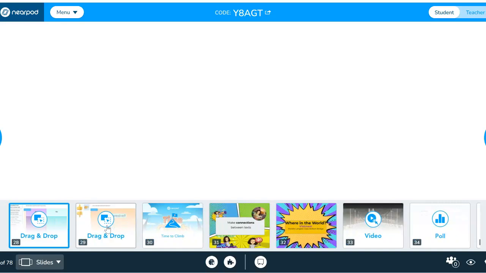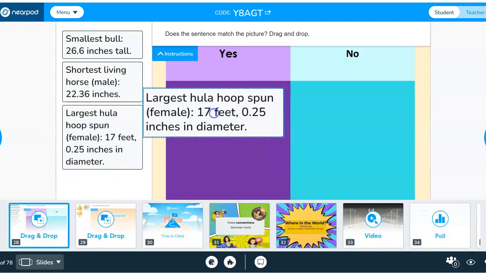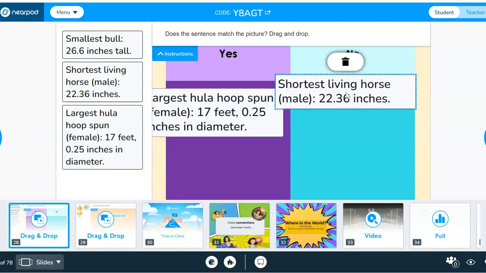And it moves into a drag and drop, which I can scaffold for the students that need it or not. Does the sentence match the picture? Drag and drop. So they would find the one that says largest hula hoop, and they would drag that under yes and drag the other ones under no. But for some students who take longer to process, I can help them scaffold that along the way.